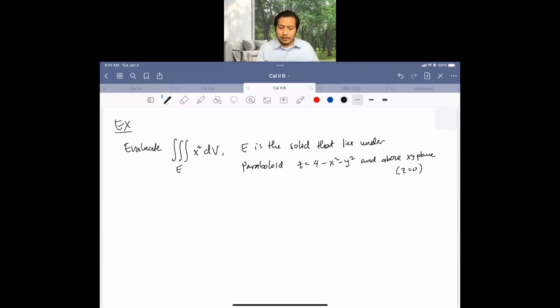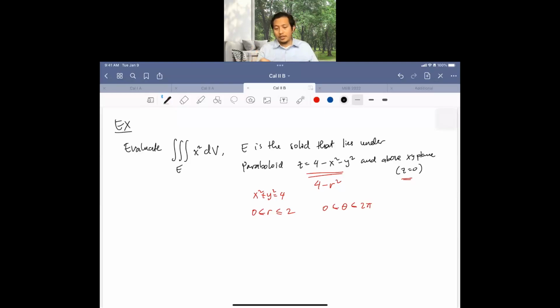So we could convert this z directly. We could see that this is 4 minus r squared, right? And if we look at the projection, when z equals 0, you will have x squared plus y squared equals 4. So you will know that the radius is from 0 to 2. Okay, and there's nothing restricting the angle, so the angle is from 0 to 2 pi.